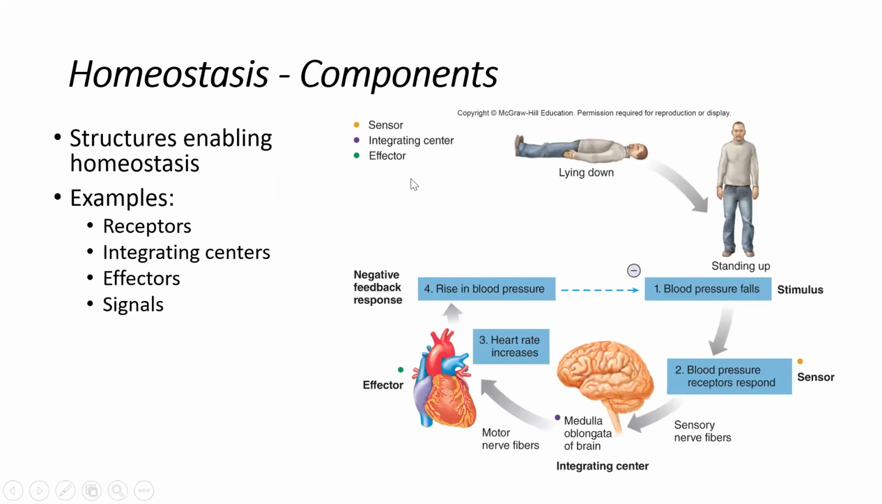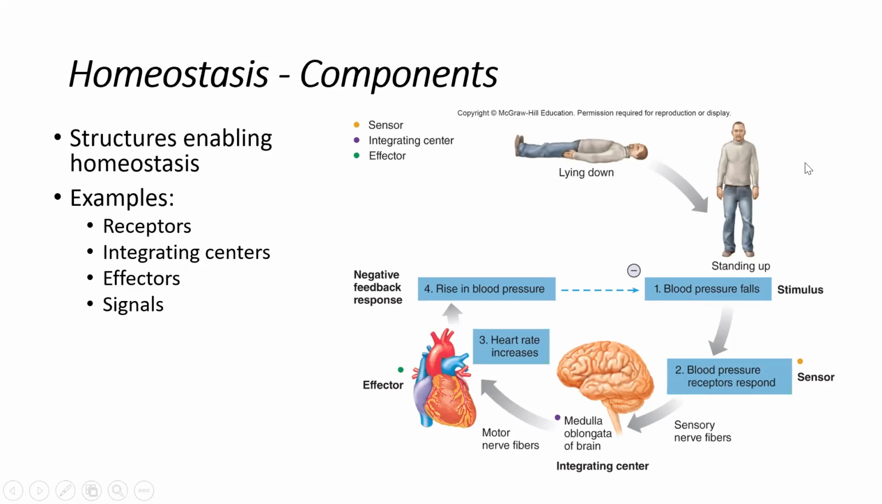Last few minutes here, let's talk about the components to homeostasis. So these are basically structures, physical structures in our body that are a part of the loop, which we call instituting homeostasis, if that makes sense. So we've got receptors, we've got integrating centers, we've got effectors, we've got signals, essentially the players of homeostasis. And so as we look at this example here in this schematic, we can think about these players in different parts of this homeostasis loop.